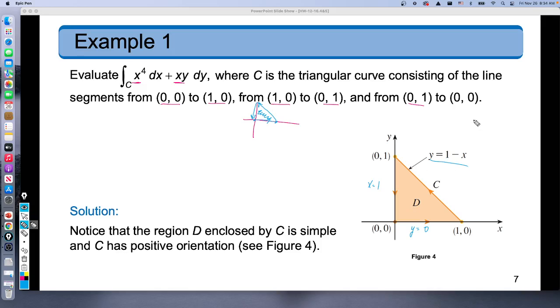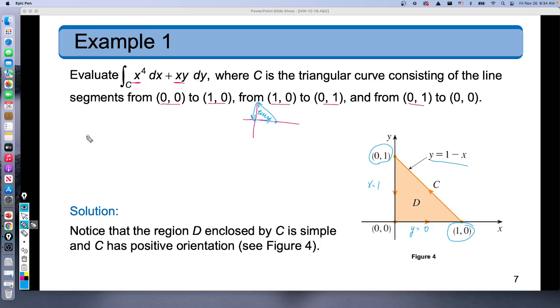Again, you would find the slope using the two points, (0,1) and (1,0). Find the equation of the line that goes through them, and we'll see it's y equals 1 minus x.